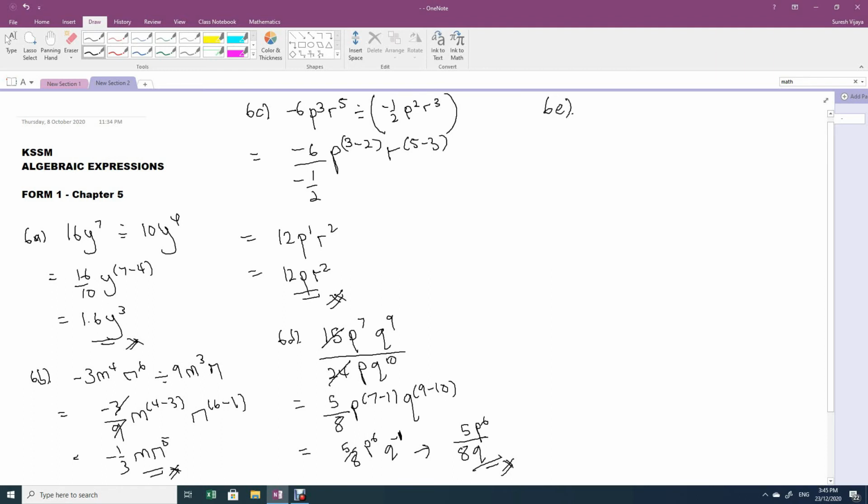So we have 18ab to the power of 2 c to the power of 9 and divide by 4abc to the power of 2. How do we simplify this? 18 divided by 4 will be 9 over 2.